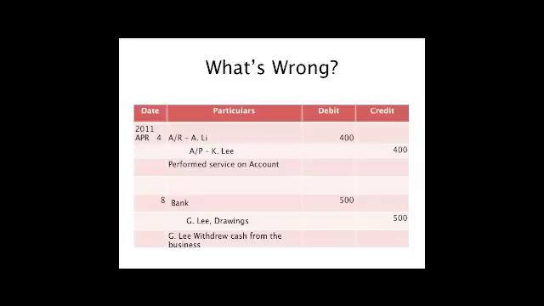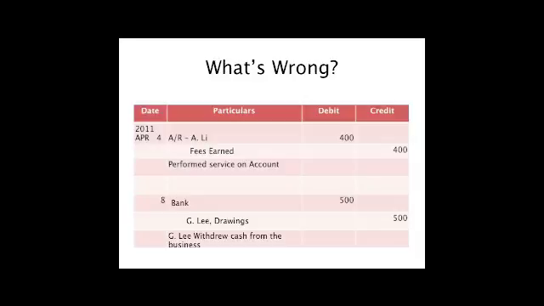The description stated it performed service on account, which debits in the accounts receivable is reasonable, because A. Lee owes the company $400 for the service. However, the credit account is incorrect, because when a service is performed, fees earned should be credited, because now the accounts receivable A. Lee owes the company $400.